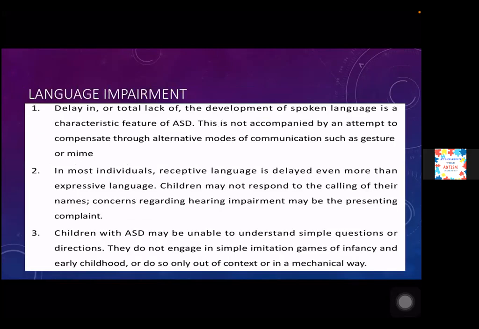Now coming to language impairment. A delay in or total lack of development of spoken language is a characteristic feature of autism spectrum. This is not accompanied by an attempt to compensate through alternative modes of communication such as gestures or mimes. In most individuals, receptive language is delayed even more than the expressive language. So there are two types of language: receptive communication and expressive communication. Receptive communication is what the child understands, and expressive communication is what the child is able to speak and express.